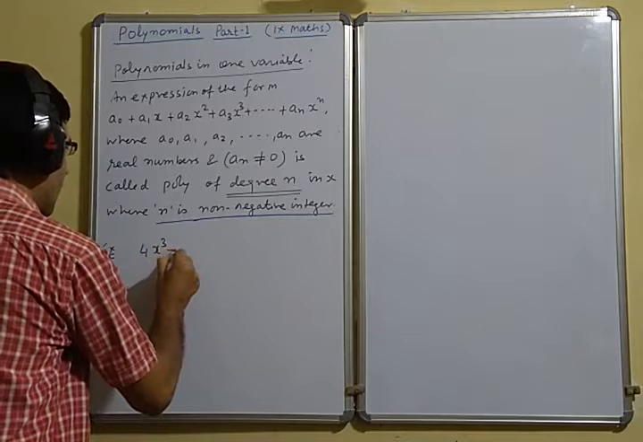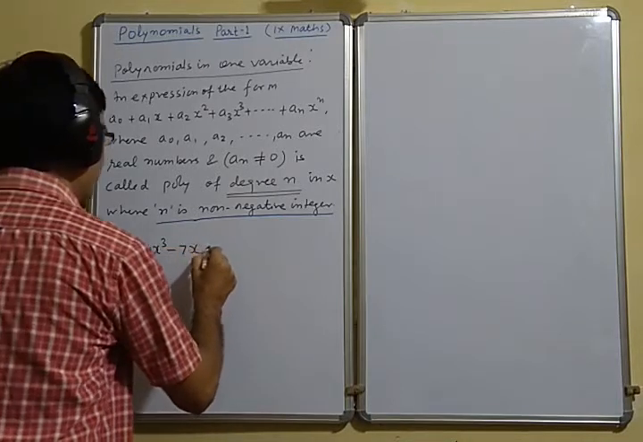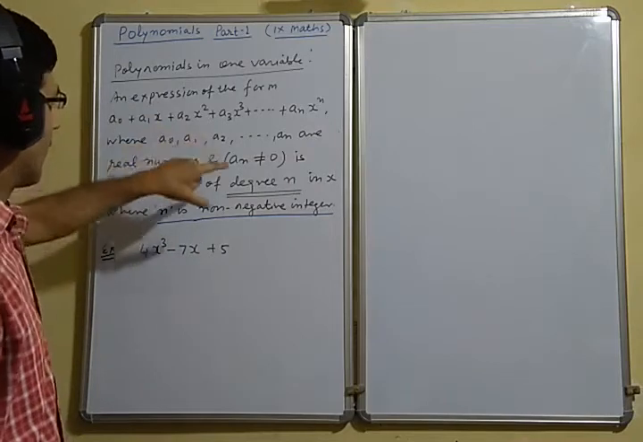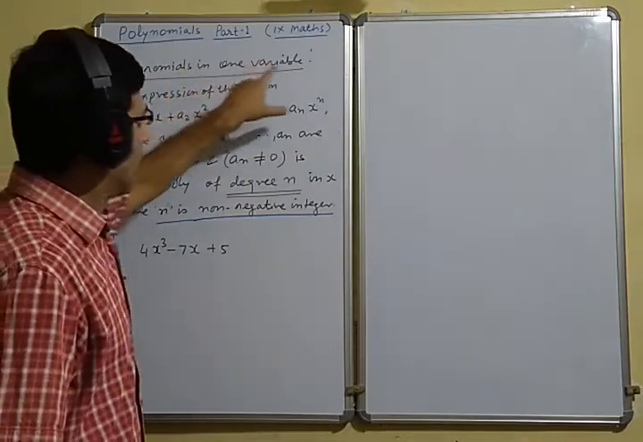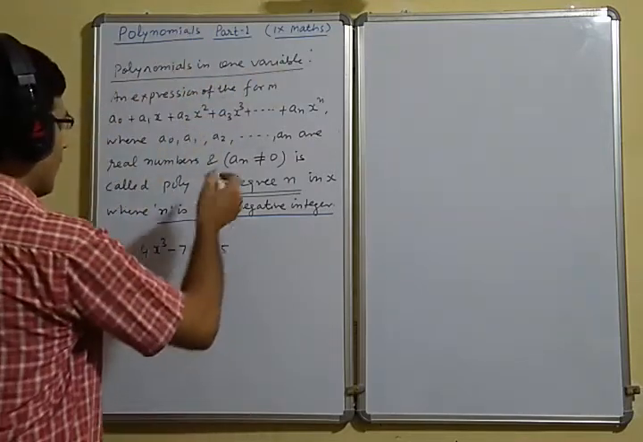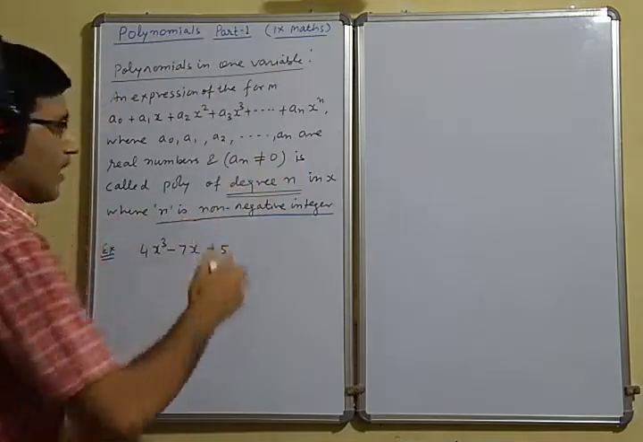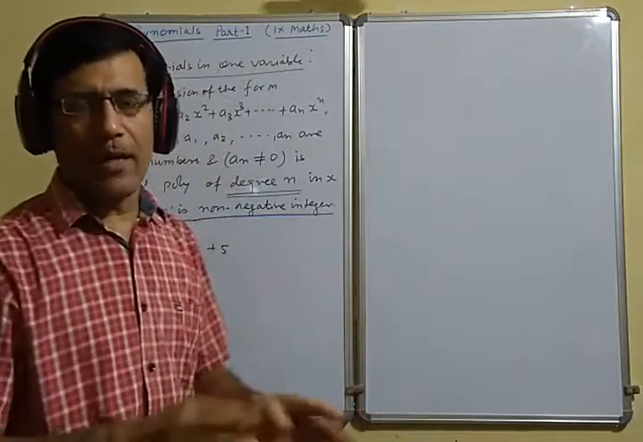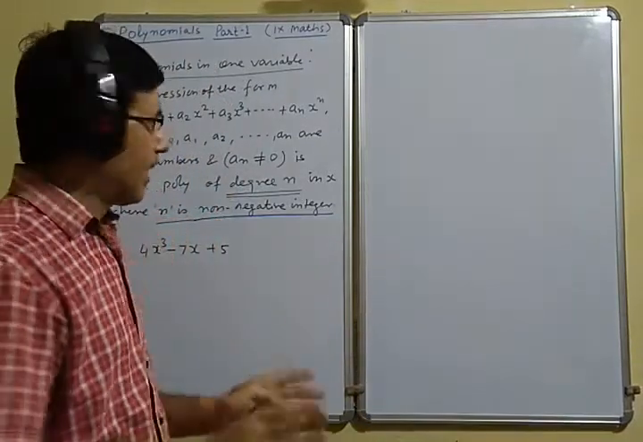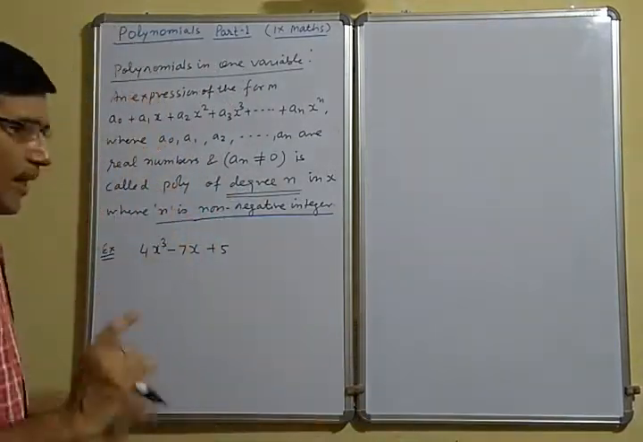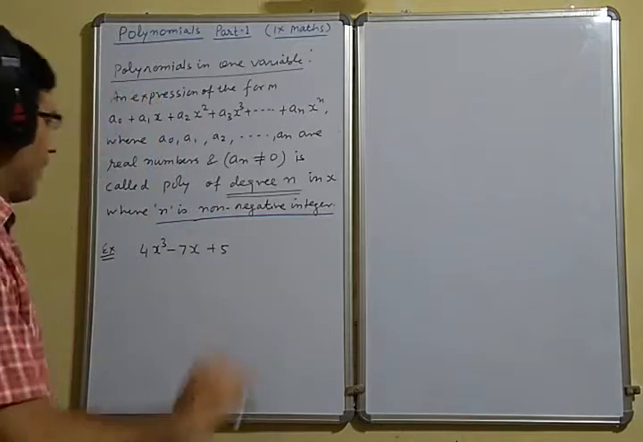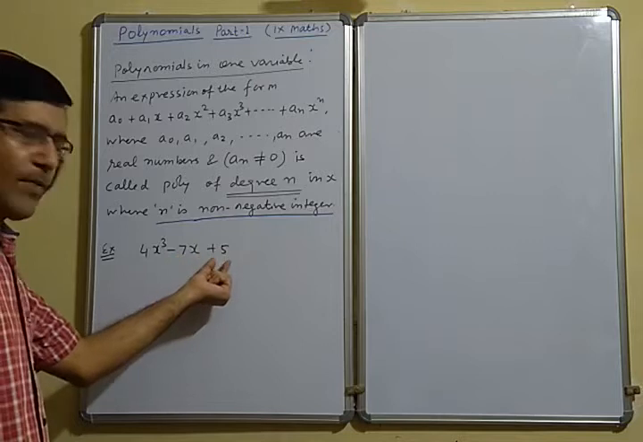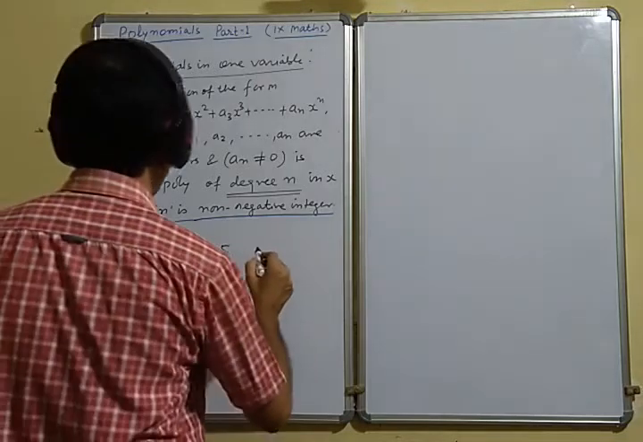4x cube minus 7x plus 5. And one more thing is here. We are learning polynomials in one variable. The variable is x. Sometimes the variable may be y, sometimes t, sometimes z, whatever it may be, but there should be only one variable. So 4x cube minus 7x plus 5 is a polynomial.